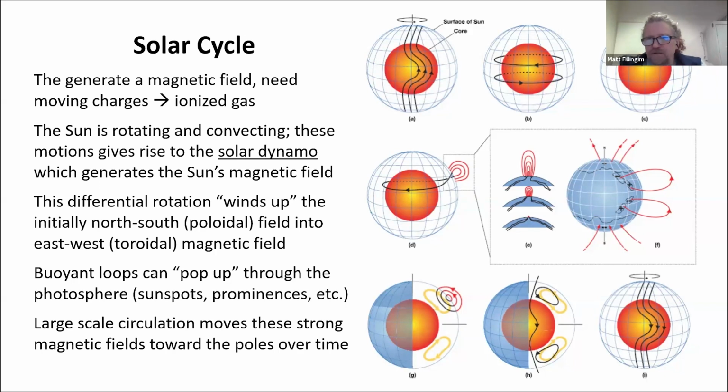So this is the general idea. There's a whole bunch of details we do not understand at all. And people are still trying to figure out how the details of all this work. But we think that's the general idea: twisting up the magnetic field, it becomes unstable, and regions pop up above the photosphere, and then circulation brings those strong field regions back to the pole over time. Again, this whole cycle takes about 11 years to go through. Okay, so that's why we think we have a solar cycle, and what's causing it.